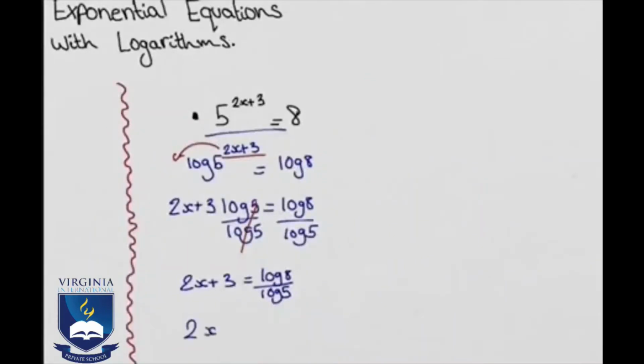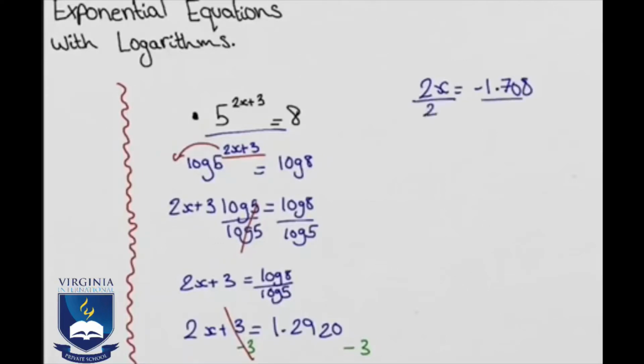And 2x plus 3 is equal to 1.2920, because log 8 divided by log 5 is equal to 1.2920. Now the second step we're going to do is subtract 3 from both sides. So here we're going to minus 3 and minus 3. So 3 is going to go from this side, and we're going to have 2x equals negative 1.708. And we're going to divide by 2 on both sides, and 2 is going to go from the side, and the answer will be x is equal to negative 0.854. And this is the final answer.